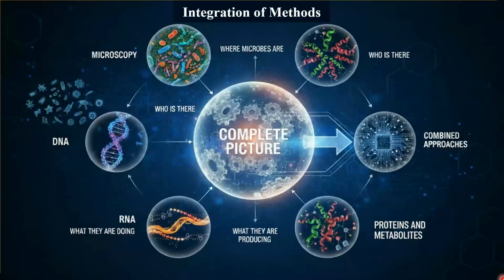Each of these methods provides a different perspective: microscopy shows us where microbes are, DNA tells us who is there, RNA reveals what they are doing, and proteins and metabolites show what they are producing. When combined, these approaches provide us a complete picture of microbial communities.